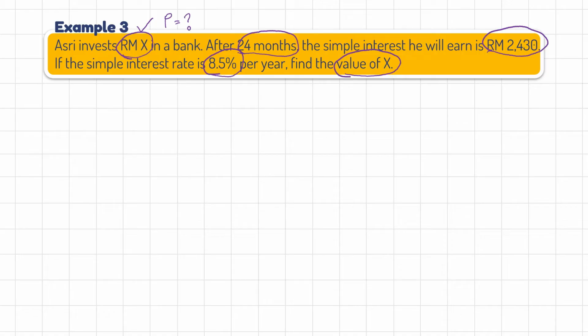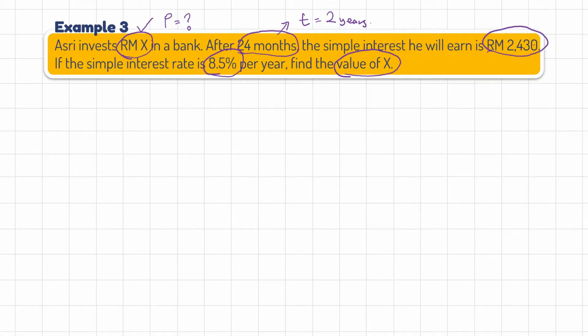If you remember, from example 1, we need to find the value of I. For example 2, we need to find the value of R. Then for this example, we need to find the value of P. Okay? So the next information that we have is after 24 months. So this will be our T. 24 months means that in years, it will be 2 years. Please remember, our T must be in years.